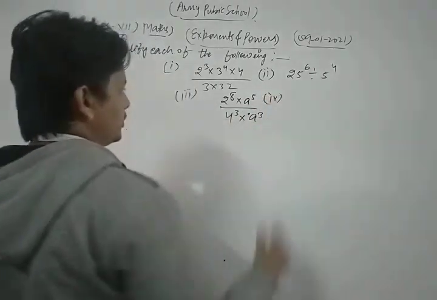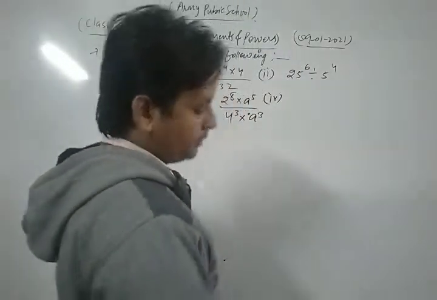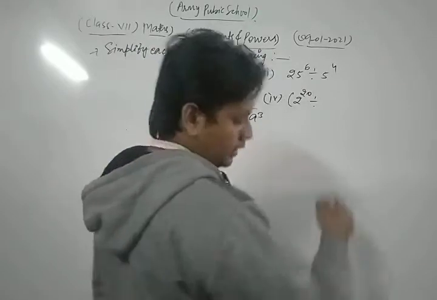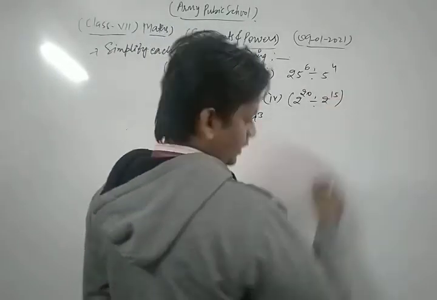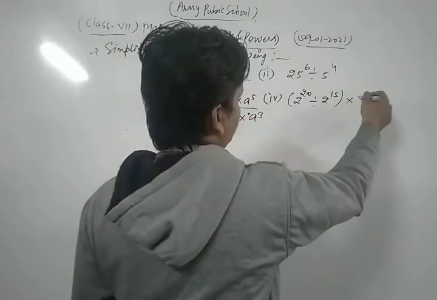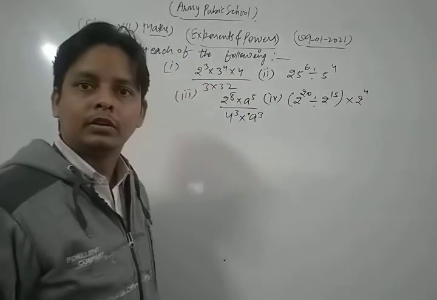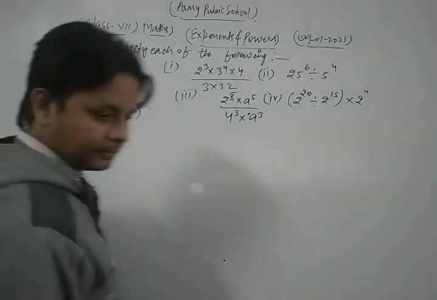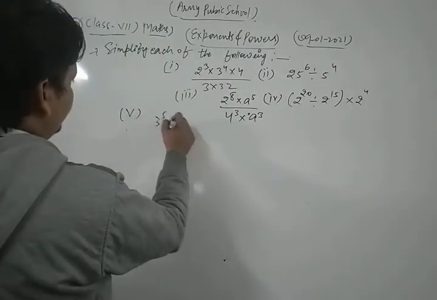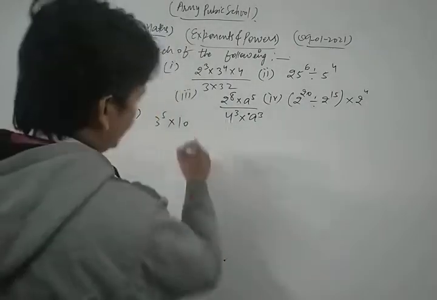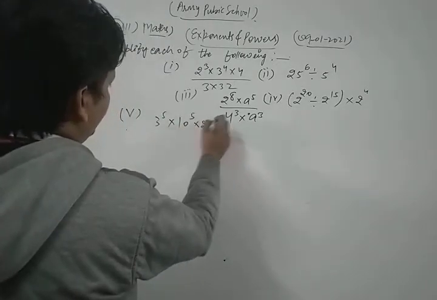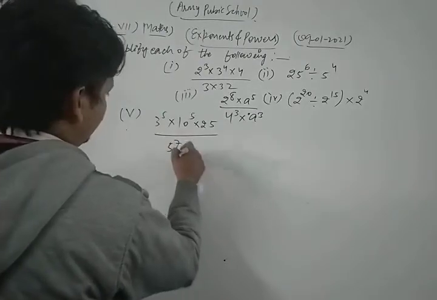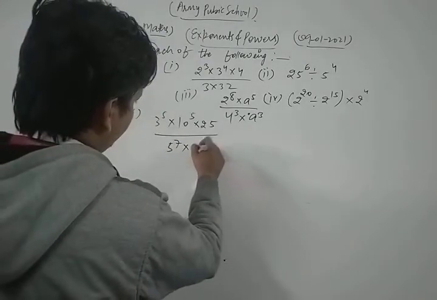Fourth part of this question, dear friends, is what? 2 power 20 divided by 2 power 15 multiplied by 2 to the power 4. Okay, and the fifth part of this question is what? 3 power 5 into 10 to the power 5 into 25 upon 5 to the power 7 into 6 to the power 5.